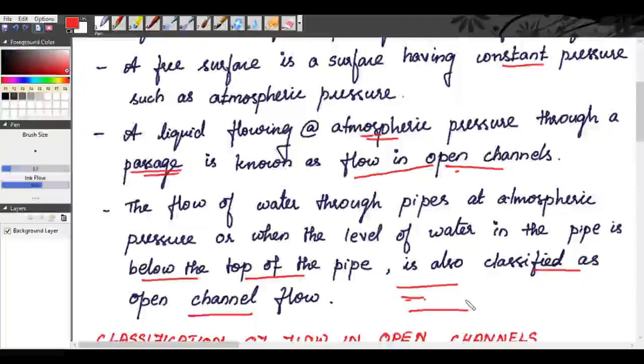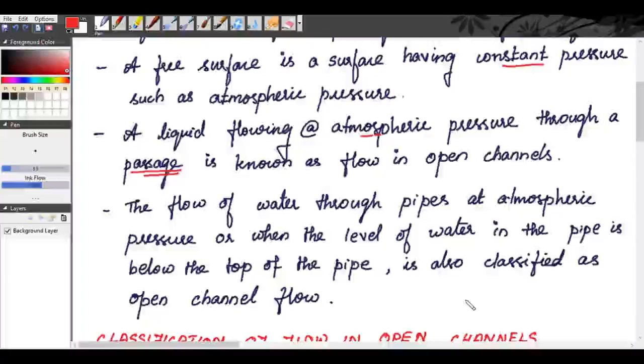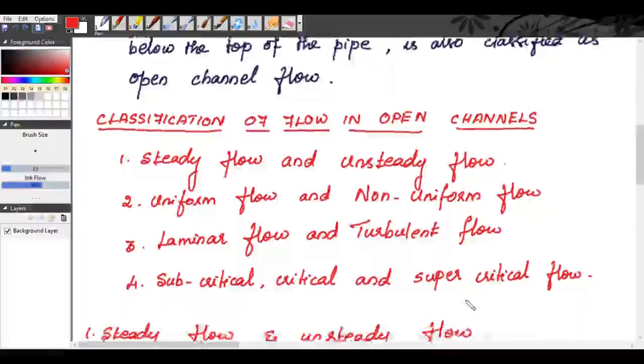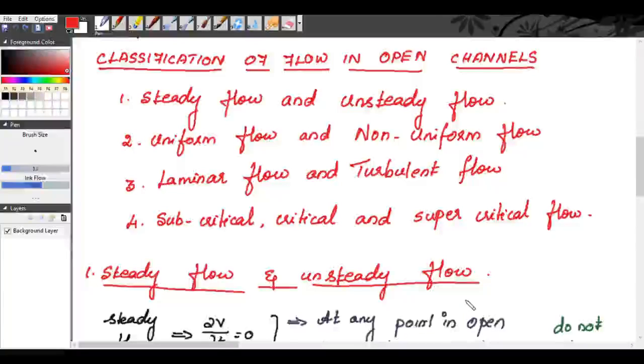Now, how can you classify the flow in open channels? The classification of a flow in open channels can be into steady flow and unsteady flow, uniform flow and non-uniform flow, laminar flow and turbulent flow, and subcritical, critical and supercritical flow.